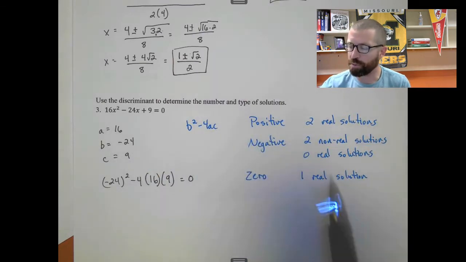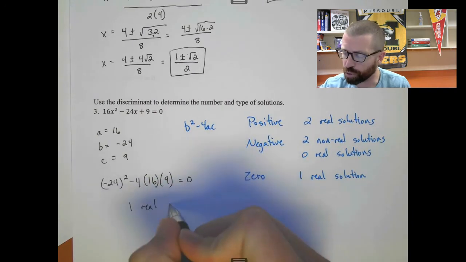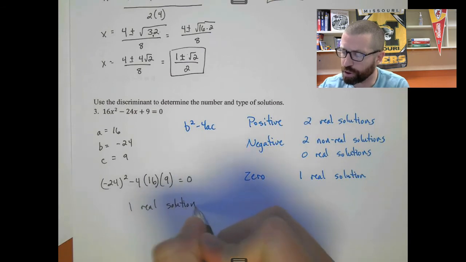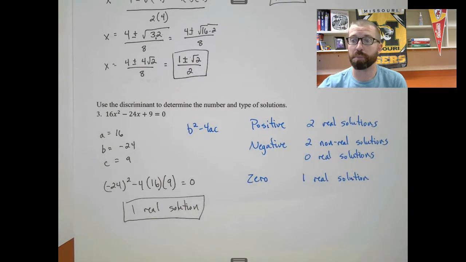And so what does that mean? Well, that means there is one real solution. This is a double root is what it's called. If I can spell solution right. Okay. But that's discriminant.